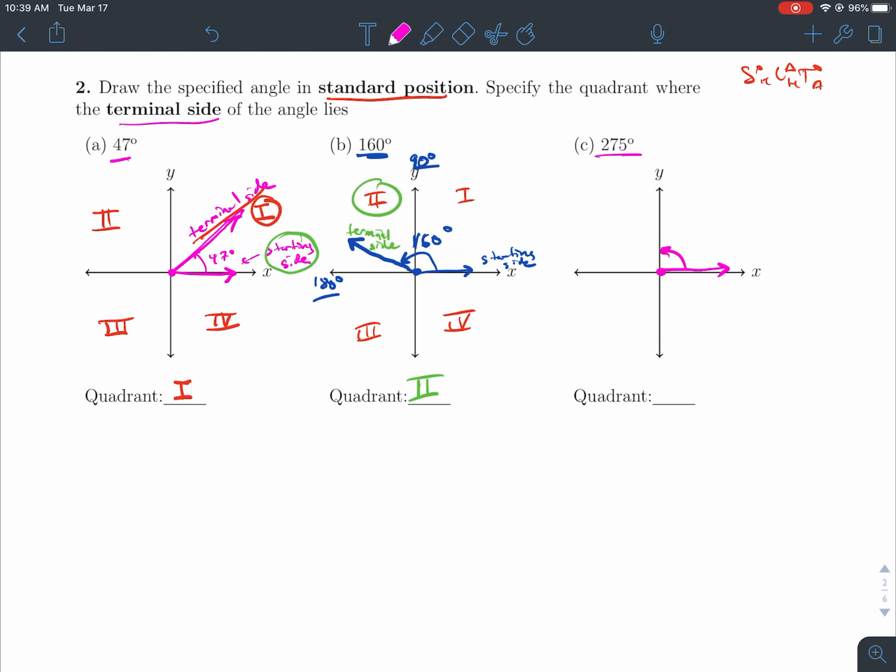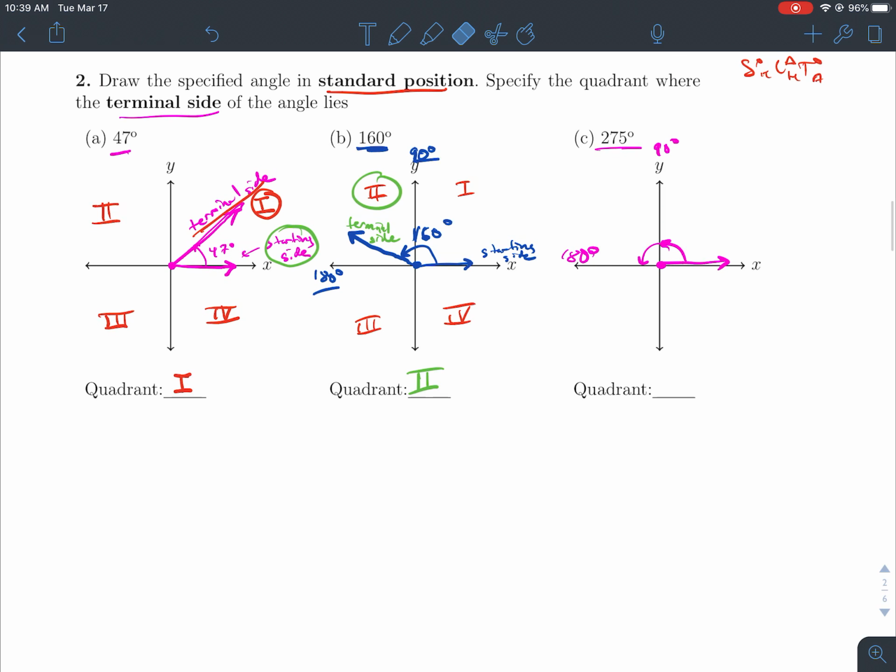We start in the exact same place. If we open to here, that's a right angle, 90 degrees. That's not what we want. If we keep going another 90, that will be 180. That's not what we want. If we keep going another 90, let's see, 180 plus 90, that's 270.